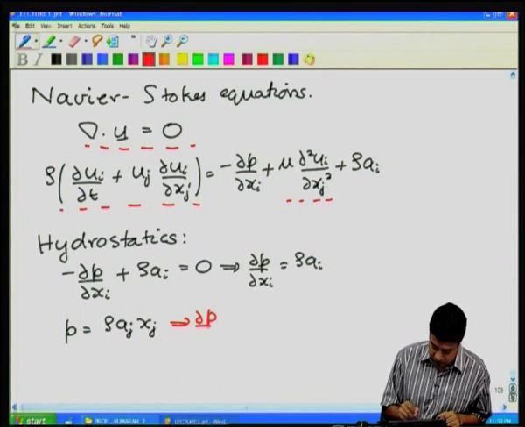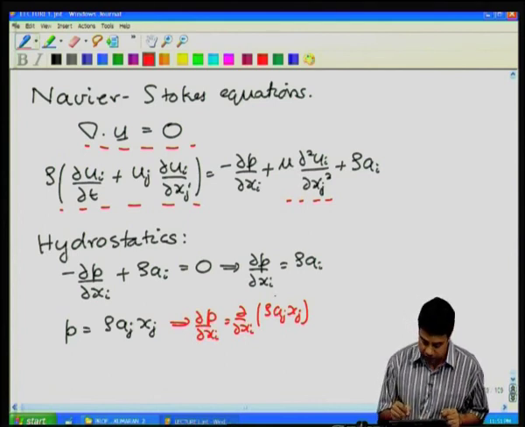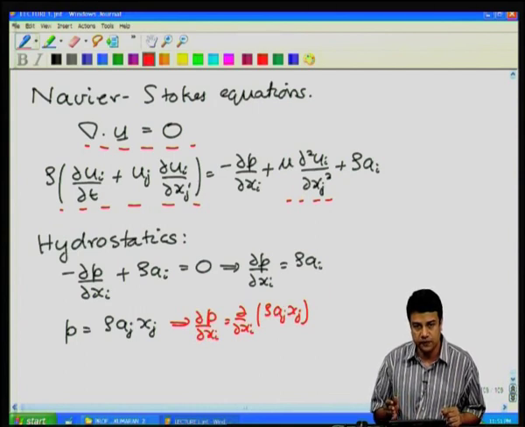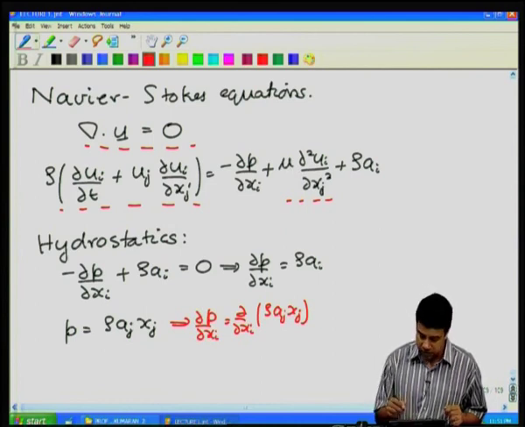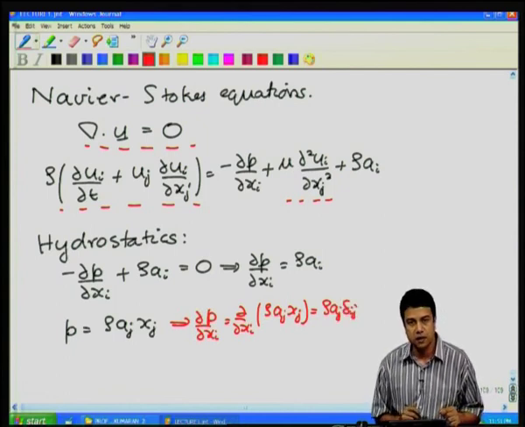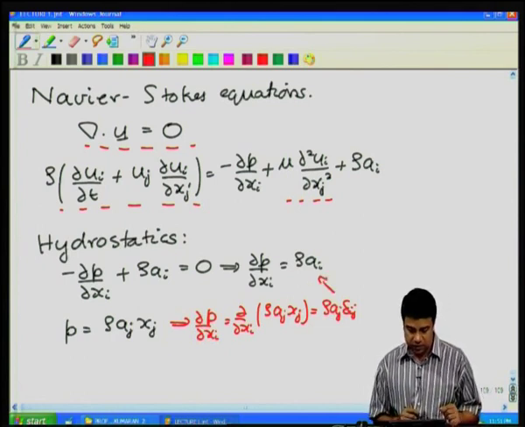Partial p by partial xi is equal to partial by partial xi of rho aj xj. So, rho and a are independent of coordinate. Therefore, I have rho aj times partial xj by partial xi. Partial xj by partial xi is 1 if j is equal to i, that is partial x1 by partial x1 is 1. It is 0 if j is not equal to i. So, this just becomes equal to rho aj times delta ij. And you can verify that this is exactly equal to the right hand side that is required.